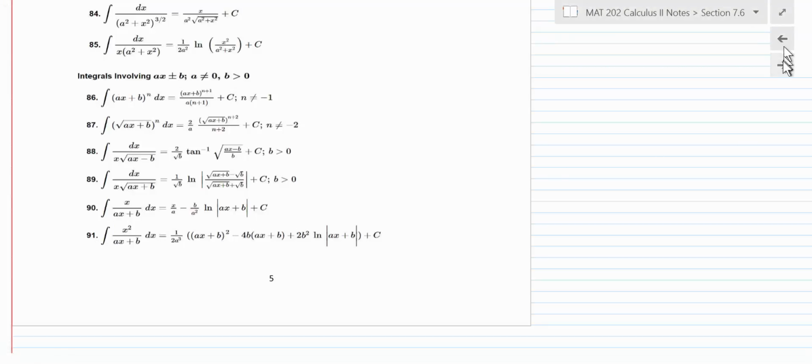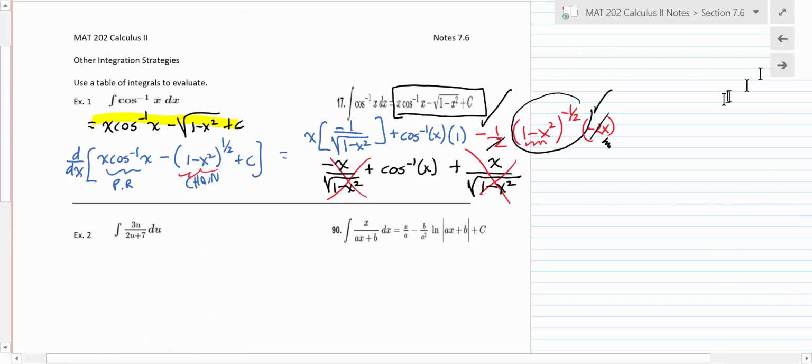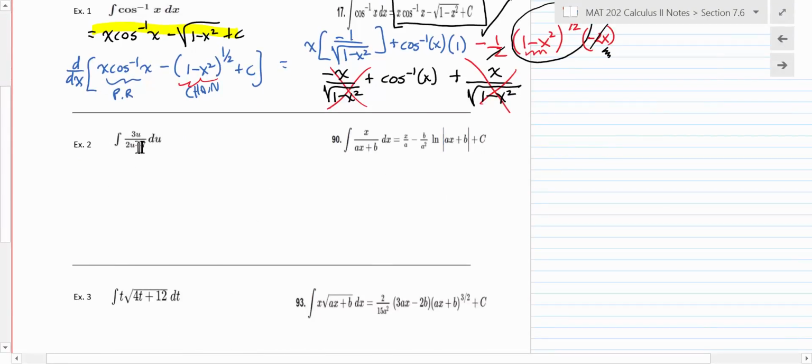When I looked at my integral table, I tried to find something that matches this. Whereas I have 2u plus 7, they have ax plus b. You have a u in the numerator, they have an x. So that matches that structure. When we work out this integral, the first thing you do is bring out the 3. So you have 3 times the integral of u over 2u plus 7 times du.